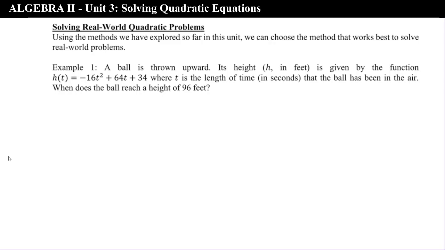A ball is thrown upward. Its height in feet is given by the function h of t equals negative 16t squared plus 64t plus 34, where t is the length of time in seconds the ball's been in the air. So it's being modeled by a quadratic equation. And that makes a lot of sense, right?